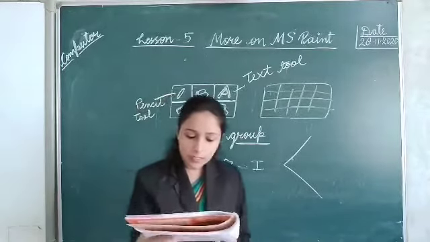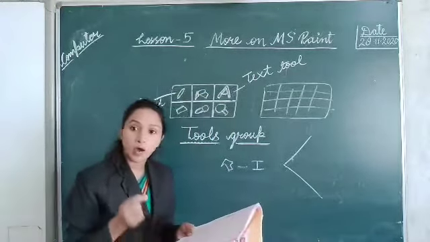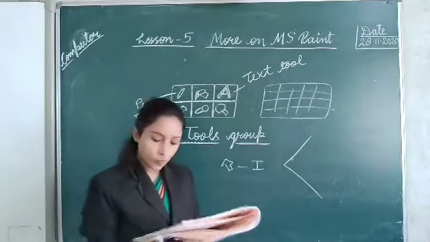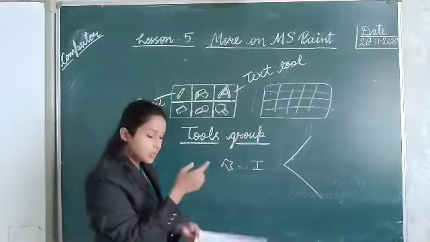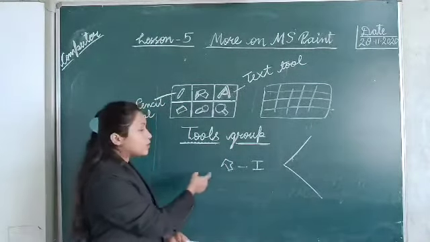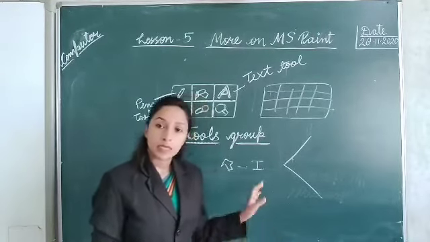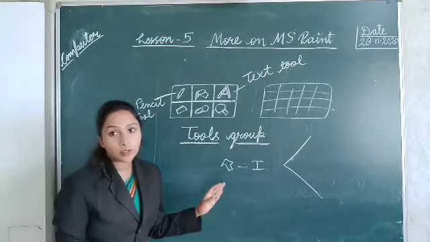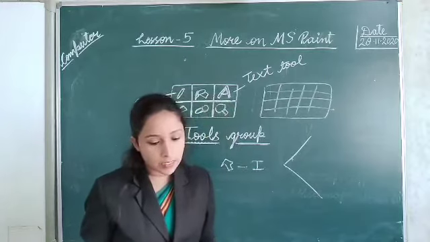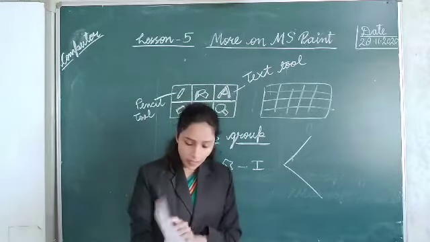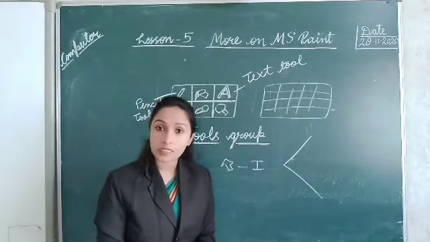Click and drag the pointer on the drawing area where you want to place the text. Clear? After that, you can type whatever text you want using the keyboard. A dotted rectangular box will appear when you click and drag the pointer on the drawing area where you want to place the text.